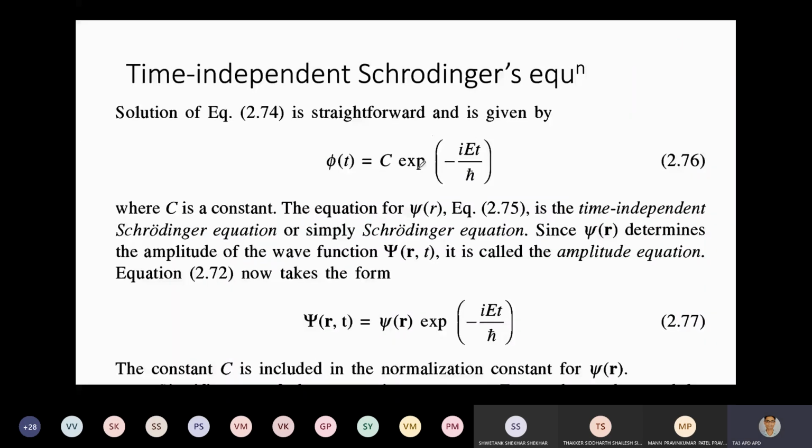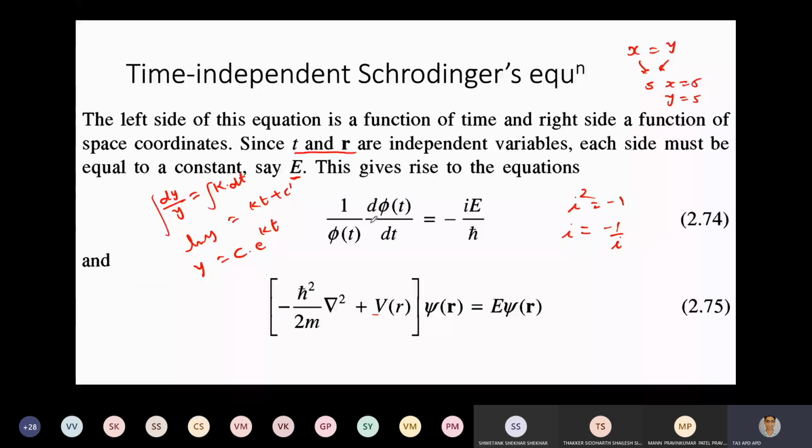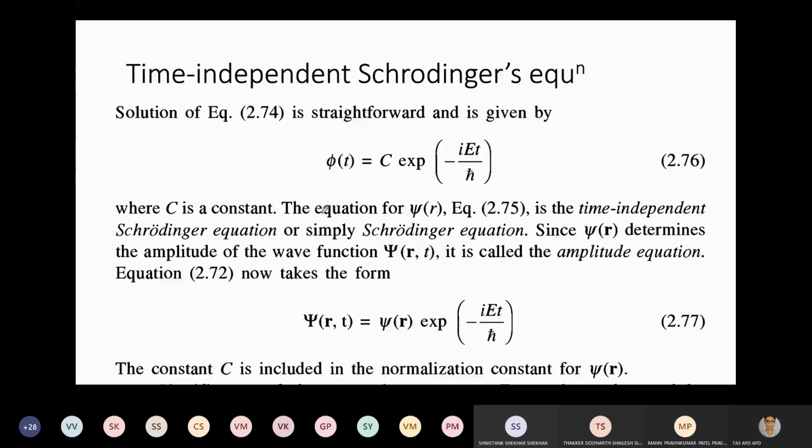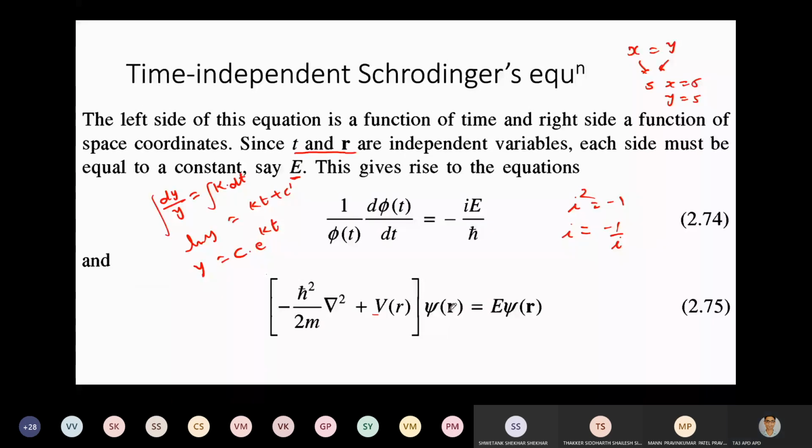All right, c is your constant, and this second equation is your time independent Schrodinger equation, because we don't see any time parameter in this equation. Because this is only an amplitude related equation, it is only position dependent. For the wave, the position dependence represents the amplitude. So this is also called the amplitude equation. This determines the amplitude of the wave, so it is also called the amplitude equation.